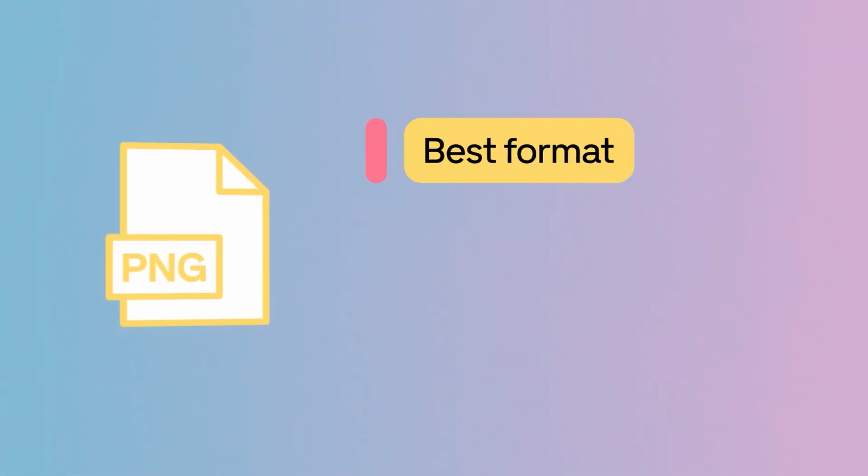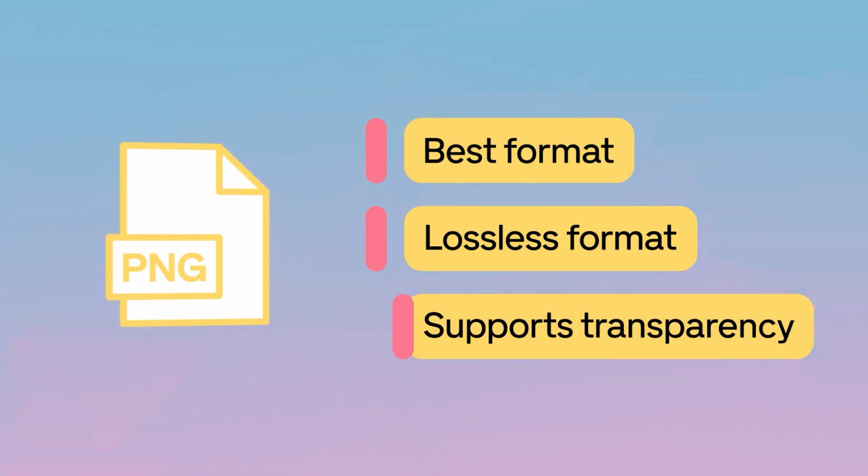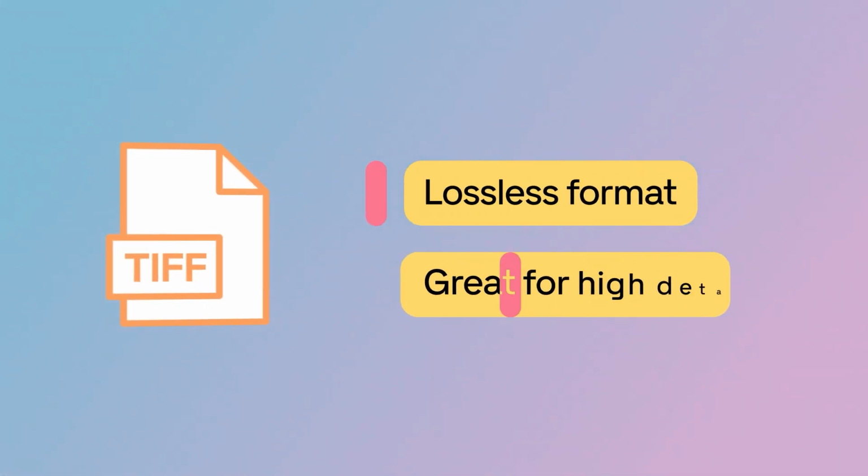First up, choosing the right file format. For most print-on-demand applications, PNG is often your best friend. It's a lossless format, meaning it doesn't lose quality when saved, and crucially, it supports transparency. This is perfect if you want your design to sit on a colored t-shirt without a clunky white box around it. TIFF is another excellent lossless option, great for high detail.